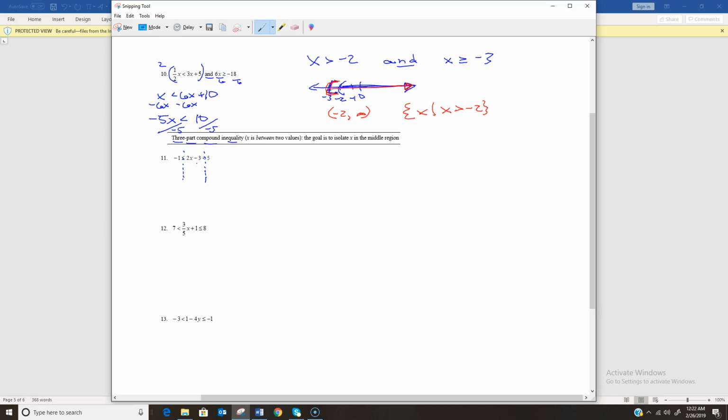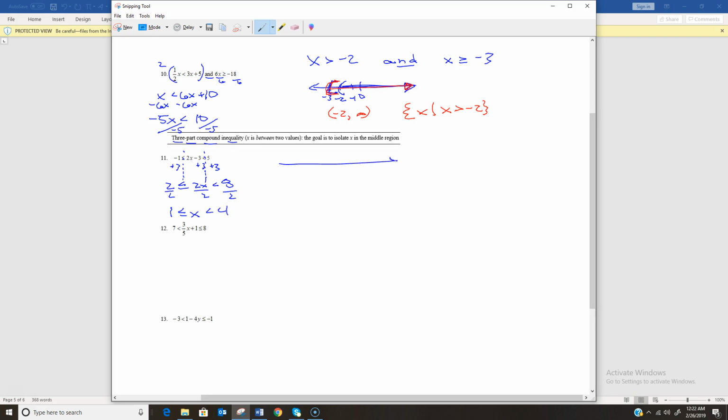So if I want to get this x alone, I'm going to add 3, but I have to add it to everything. So I get 2 is less than or equal to 2x, which is less than 5 and 3, which is 8. Then divide everything by 2, and I get 1 is less than or equal to x is less than 4. And that literally means that x is between 1 and 4.